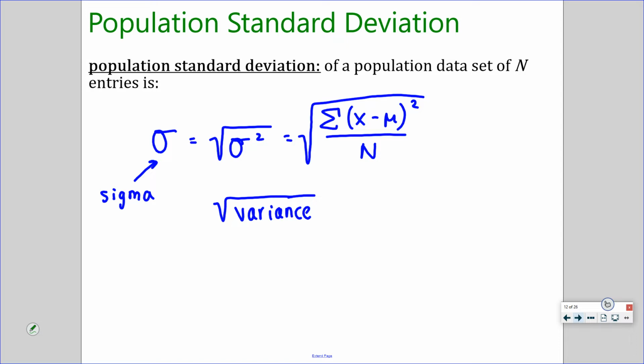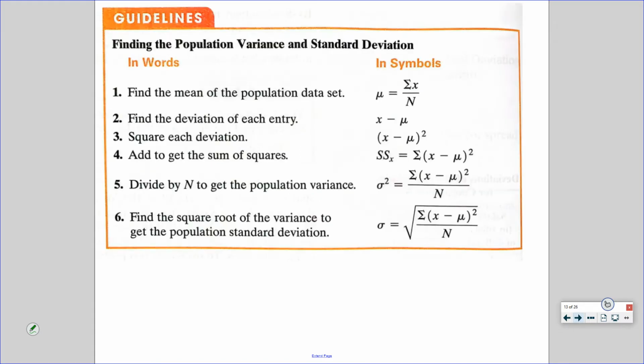Okay, and I'll explain the reason more when we get to a sample, but when we sample, there's a little bit of bias. So we just have to do a little manipulation with my number of entries here to make it a little less biased.